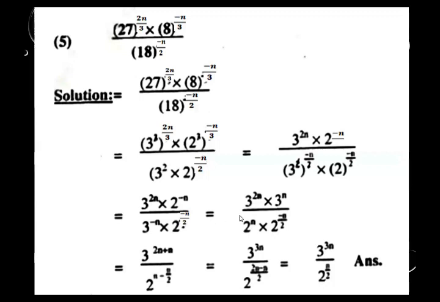So 3 to the power 2n is present in the numerator, and 3 to the power minus n was present in the denominator. Now it is shifted to the numerator, so it becomes 3 to the power plus n. Similarly, previously 2 to the power minus n was present in the numerator. Because of the negative exponent, we have shifted this to the denominator, so it becomes 2 to the power plus n.